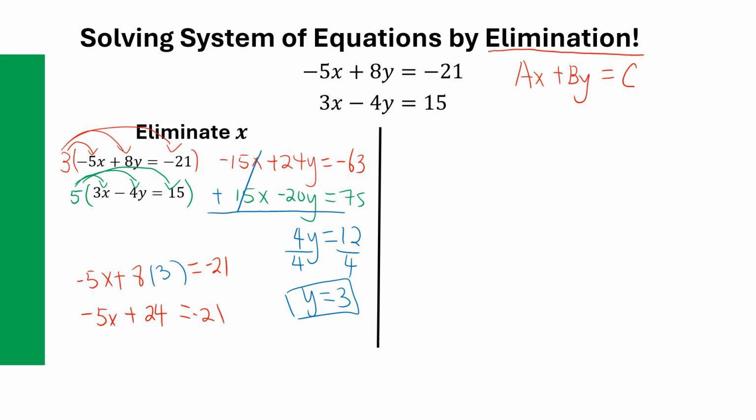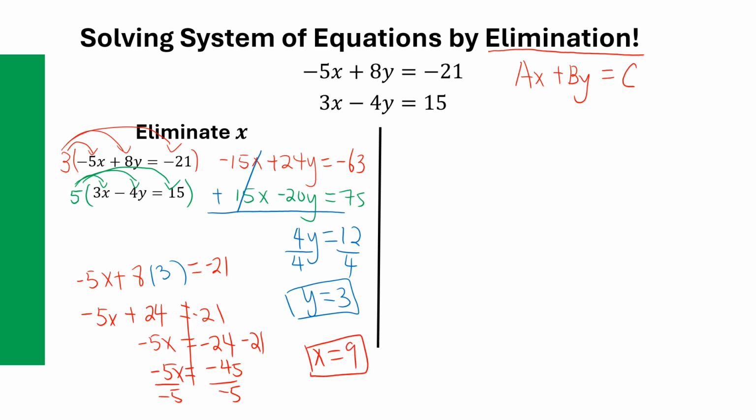And then to solve this equation, you put the variables on the left side. So negative 5x equals positive 24 becomes negative 24 minus 21. And now what we have is negative 5x equals negative 45. And divide both sides by negative 5. So therefore, x equals 9.